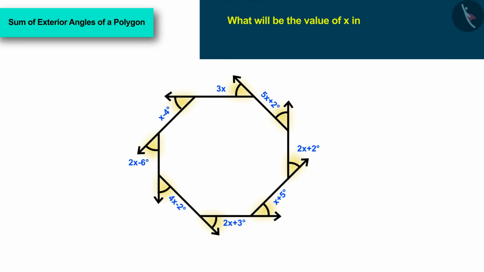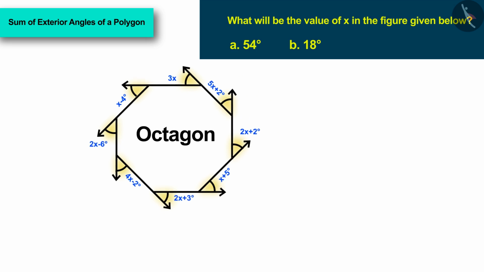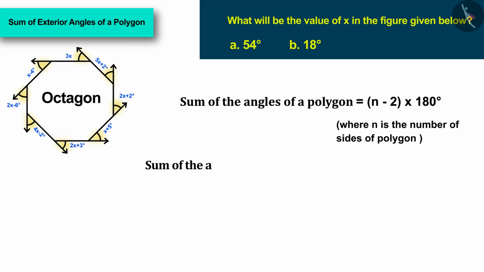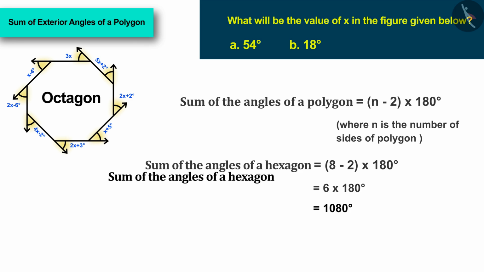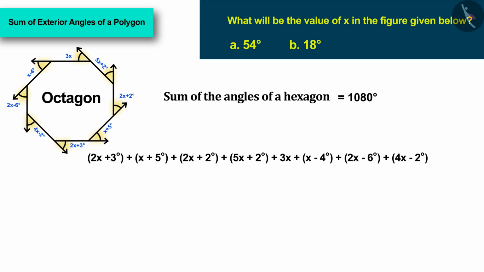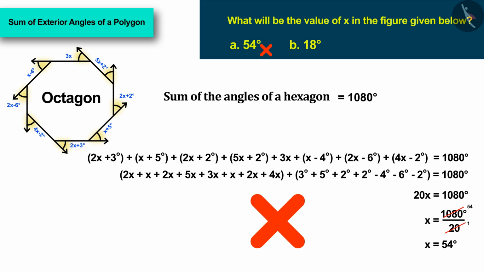What will be the value of x in the figure given below? The figure has 8 sides, so it is an octagon. Here, the external angles of the octagon are shown. Some children see that it is an octagon and, with the help of this formula, find the sum of the interior angles of the octagon, which is 1080 degrees. And then form the concept that the sum of all unknown angles will be equal to 1080 degrees, on the basis of which we complete the calculation. The value of x is found to be 54 degrees, which is the wrong answer.